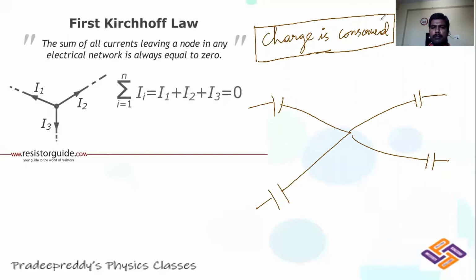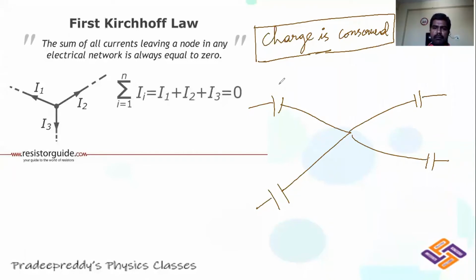Kirchhoff law is simply a consequence of conservation of charge. The total charge which is present in the universe can neither be created nor be destroyed. It is simply the consequence of conservation of charge. Charge gets transferred from one form to another form. Only that is what we are using in the whole Kirchhoff laws, but in a different form.